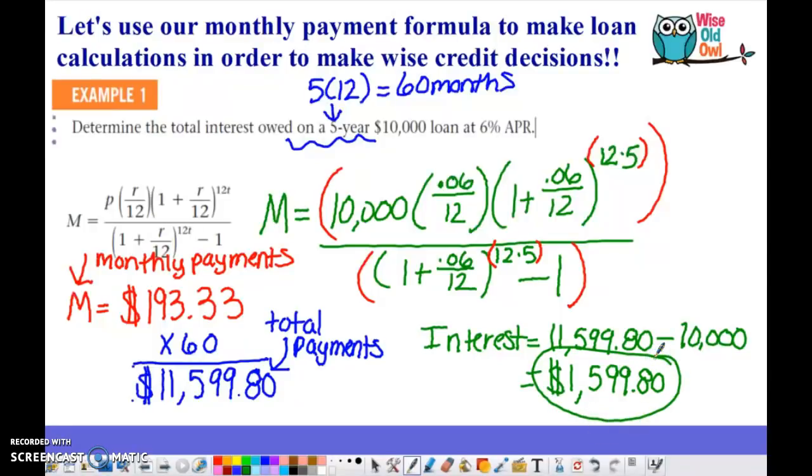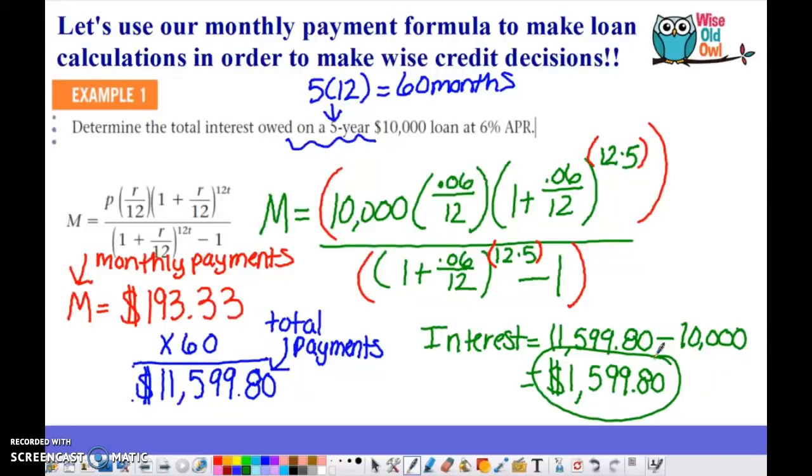So again, for lending me the money, the bank is going to charge me interest because that's how they make money. And the money that they are going to charge me over the life of the loan with my 6% annual percentage rate is going to be $1,599.80. Hopefully that made some sense to you.